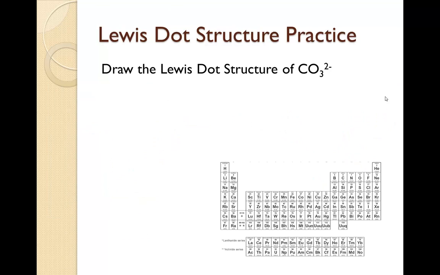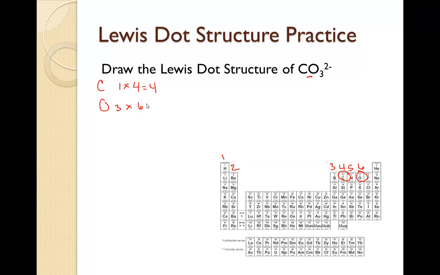Alright, so let's try this again. CO3 with a -2 charge. We have carbon and oxygen, which are here and here. We need to figure out the valence electrons. According to our equation, we have 1 carbon, and it has a valence number of 4. We have 3 oxygens with a valence number of 6.